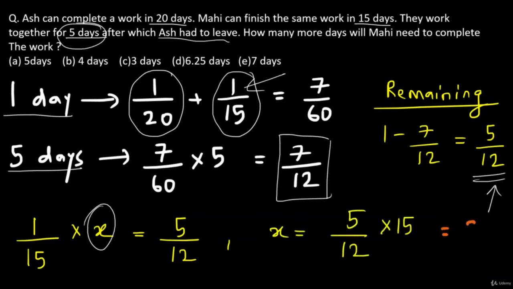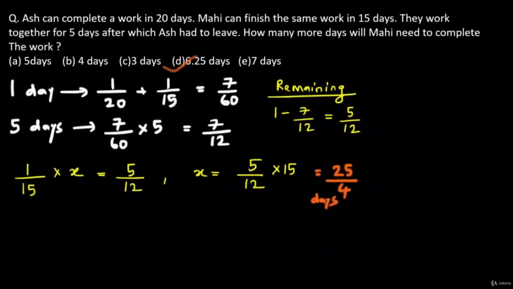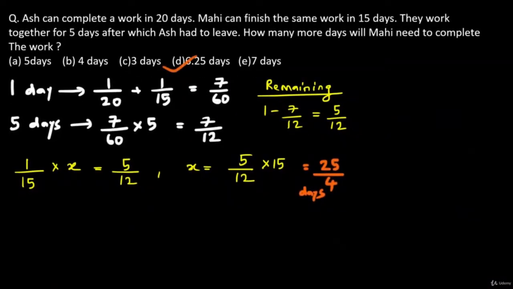That simplifies to 25 by 4 days, right? Which is equal to 6.25 days. That's answer option D. Now over here we used the fraction method. Now let's try to do the same question using the percentage method.